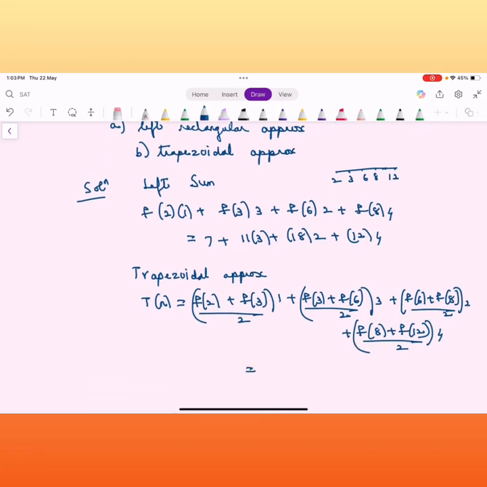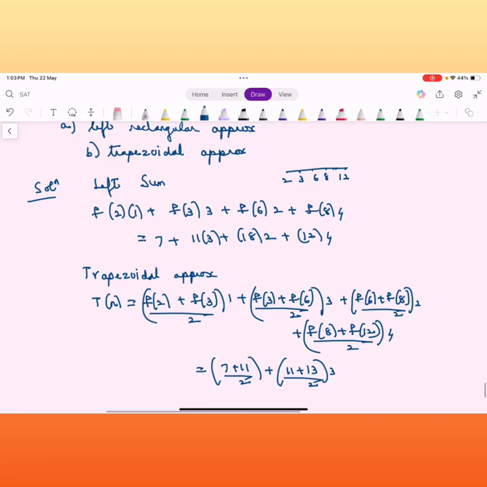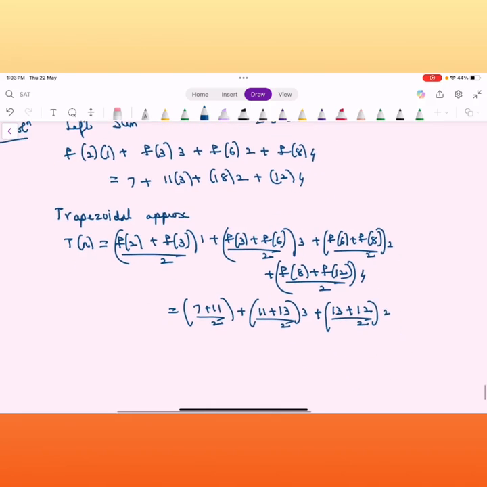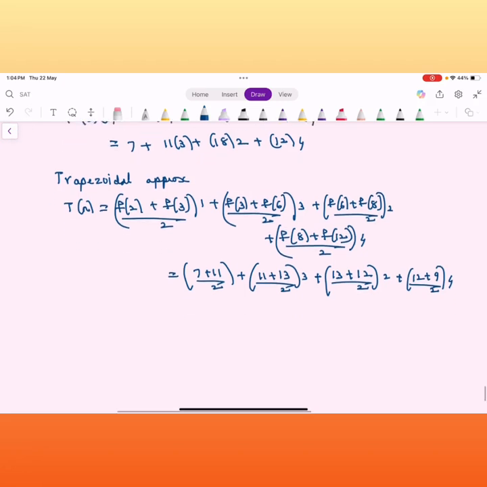So simplifying, you will get this as 7 plus 11 by 2 into 1, plus 11 plus 13 by 2 into 3, plus 13 plus 12 by 2 into 2, plus 12 plus 9 by 2 into 4. And you can simplify and get the answer.